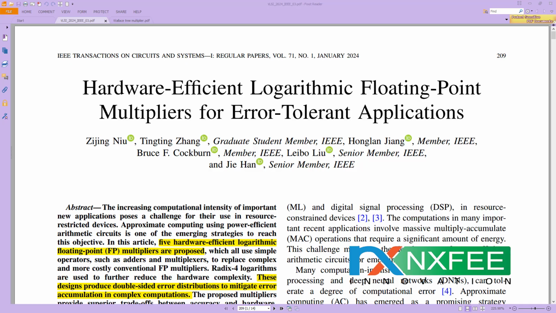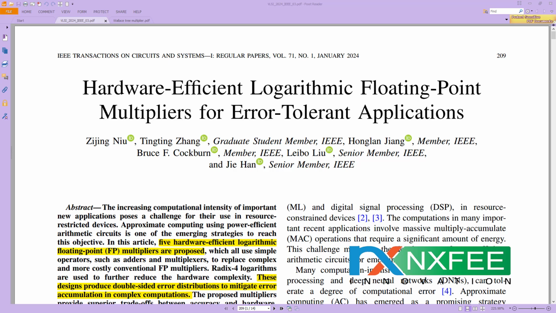Hi, here we are discussing a project: hardware efficient logarithmic floating point multiplier for error tolerant applications. In this project we developed and implemented a novel logarithmic floating point multiplier tailored for error tolerant applications, leveraging approximate computing techniques. The proposed design utilizes simple operators such as adders and multiplexers, entirely avoiding internal multipliers to enhance hardware efficiency. A significant innovation in our approach is the integration of the Bohm parallel prefix adder, replacing conventional adders to further reduce the area and power consumption while maintaining computational accuracy.